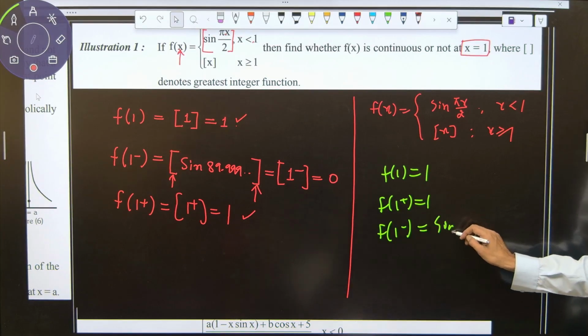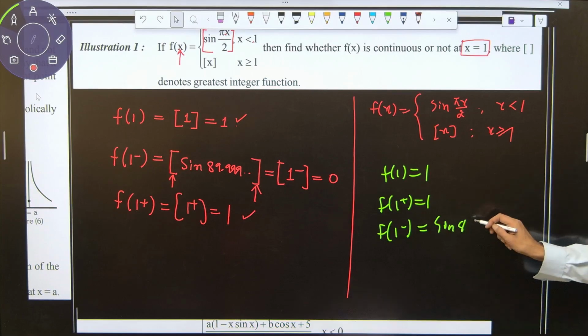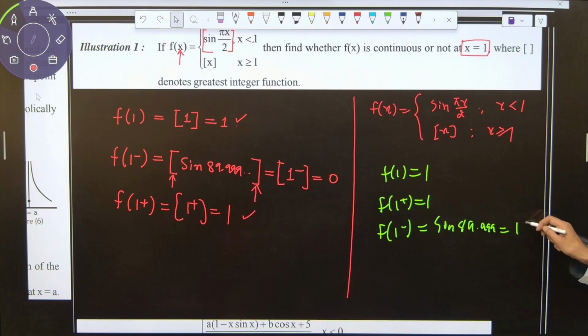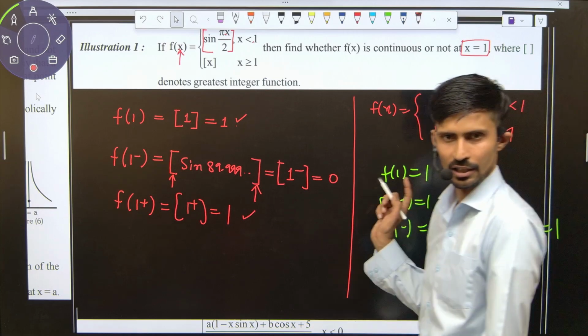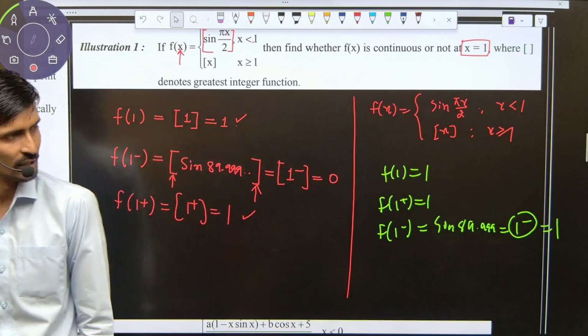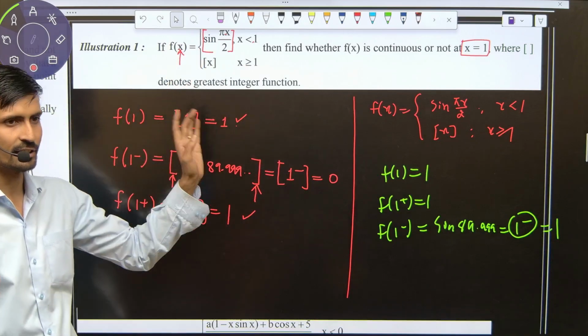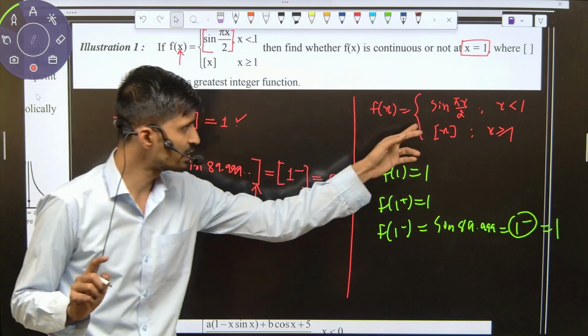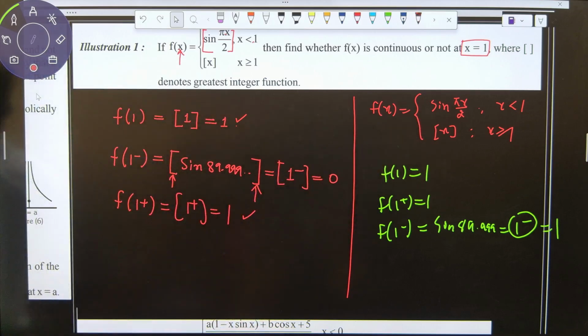1 minus will be sine 89.999, and that will be 1. Minus limit chapter, do you remember? Whenever we are getting answer 1 minus, we'll write it as 1. All three equal. It means continuous at x is equals to 1. And with greatest integer, that is discontinuous. Without greatest integer, continuous. With greatest integer, discontinuous. Write down both the things.